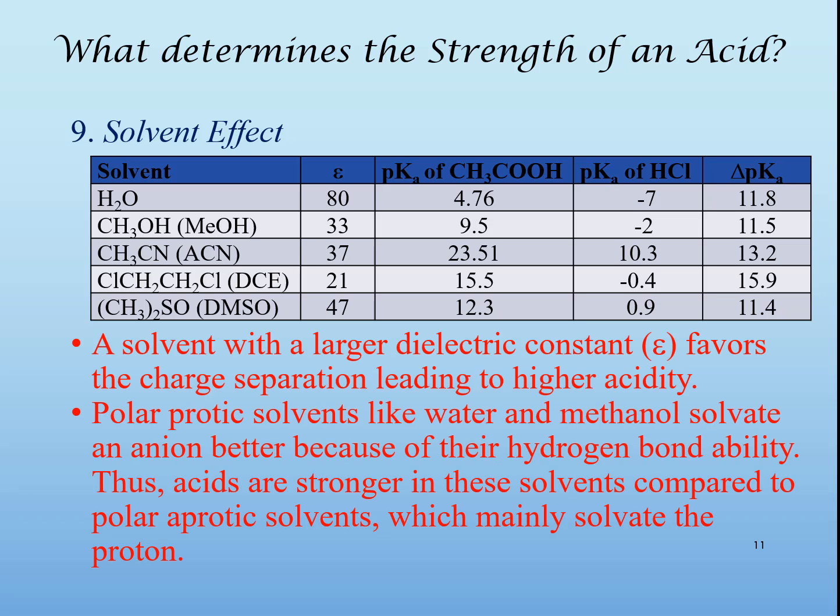The reason for that is generally that solvents with a high dielectric constant favor the charge separation, and this is particularly true for polar protic solvents because they are able to solvate the conjugate base and the proton at the same time. In the case of the aprotic solvents, they're solvating the proton reasonably efficiently. However, the conjugate base is generally poorly solvated, and this leads to a significant decrease in acidity.